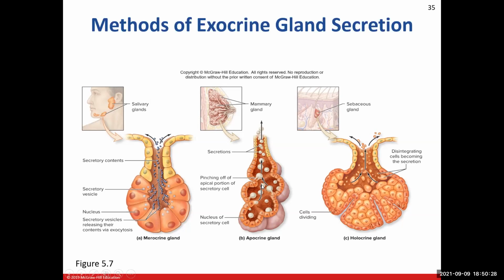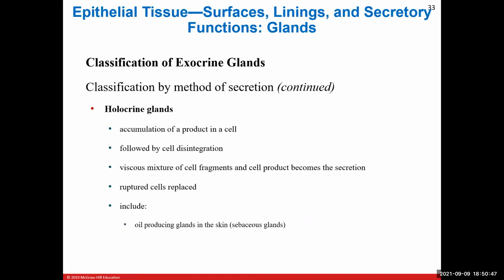And you've already heard, some of you may know, that breast milk is going to be rich in lipids and proteins. Well, yeah, because it's getting that material from part of the plasma membrane that got pinched off into the secretion of the cell. Okay, our last type of cell is the holocrine gland.